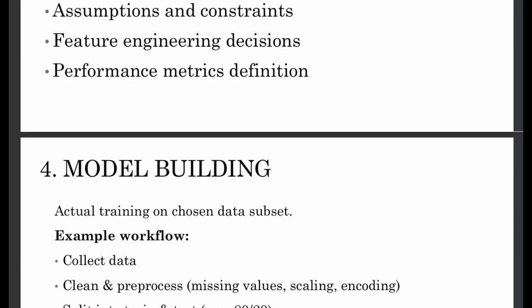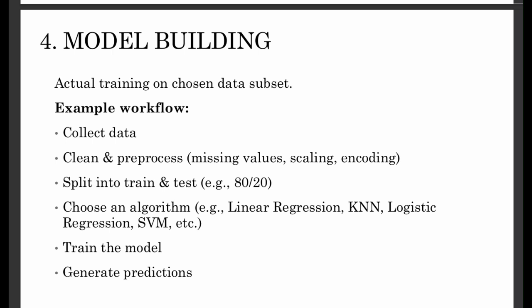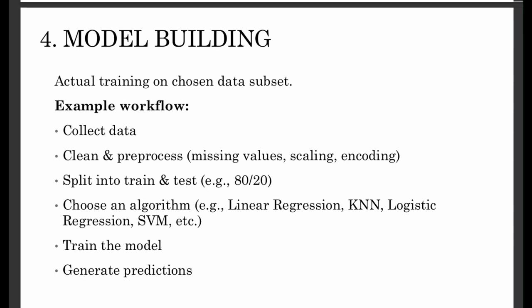Now, coming to phase 4, model building. This is where the machine learning actually happens. The workflow in model building follows this sequence: collecting data, cleaning and preprocessing the data, splitting into train and test, choosing an algorithm, training the model, generating predictions. Then critically, you evaluate those predictions against the actual values using your predefined metrics.